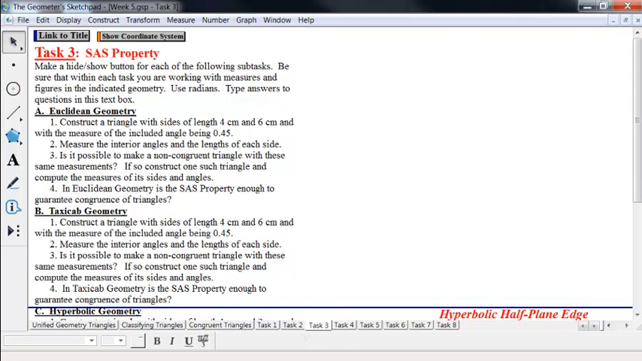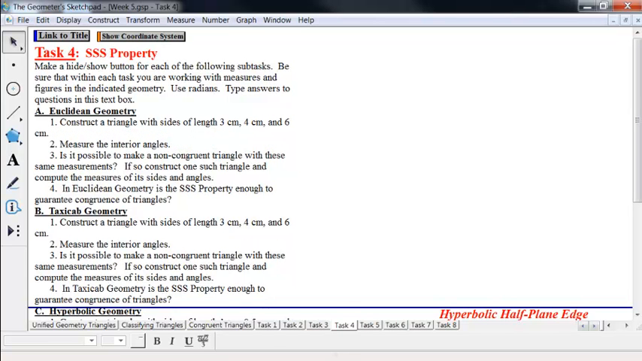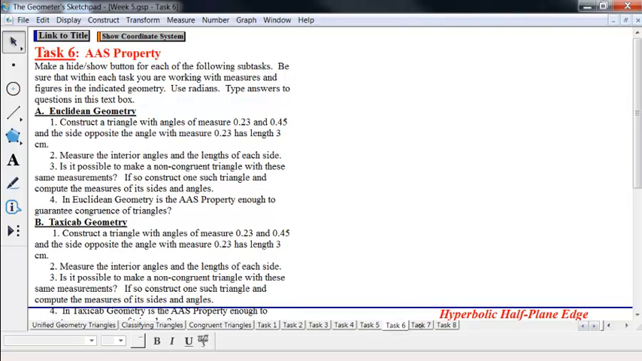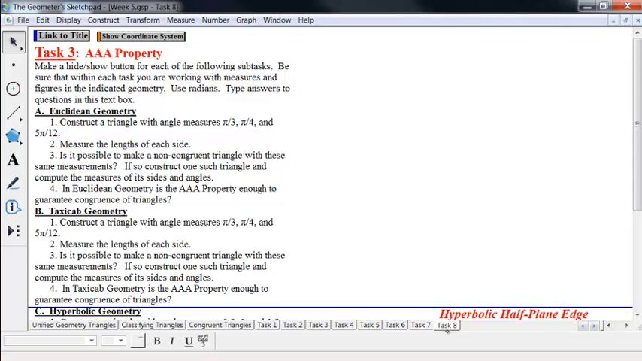And for those you're going to have to use some of your tools: taxicab tools, hyperbolic geometry tools, and Euclidean tools in Sketchpad. Task 4, similar thing. Given three sides here, come up with the measures of the angles. And again, is there more than one way to do this or not? Same way for the ASA property, AAS property, SSA property, and AAA property.